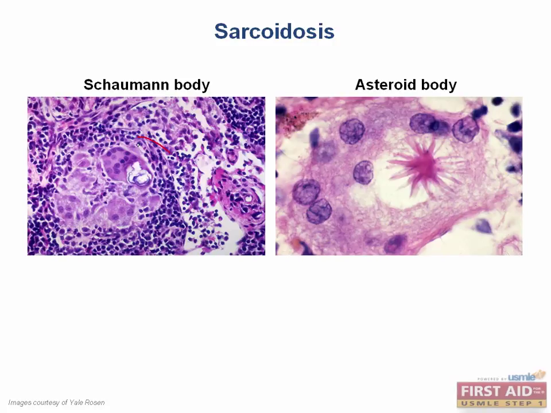The Schaumann body, seen here on the left, is basically just a collection of calcium and protein within a giant cell, that giant cell being part of a granuloma. Now, similar story here in the asteroid body, basically a collection of lipids within a giant cell, which is also a part of a granuloma. And the interesting thing about this asteroid body is that it looks like a star. So think S for star and S for sarcoidosis.